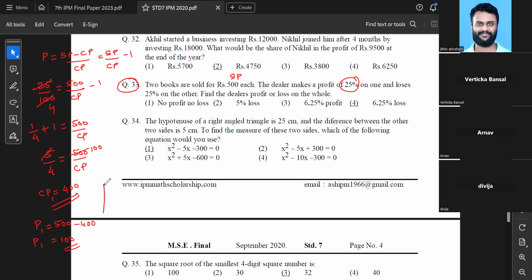The loss case. In case of loss, the formula goes like this: cost price minus selling price upon cost price. Everything is with respect to cost price only. So that gives me 1 minus SP upon CP. The loss percentage is also 25 percent. So I'll write this as 25 divided by 100 is equal to 1 minus SP, which is again 500, upon CP. So I have to calculate CP in the second case.